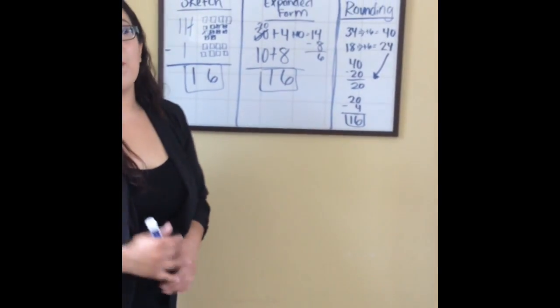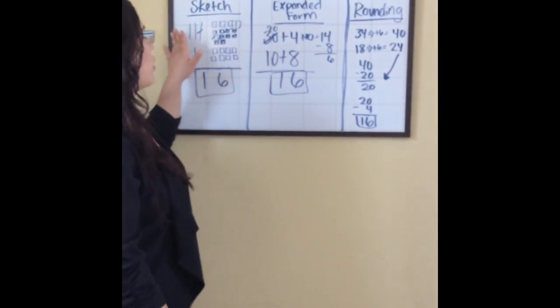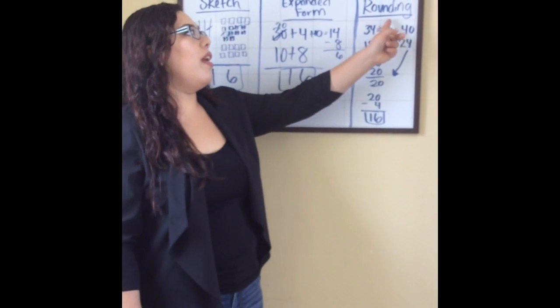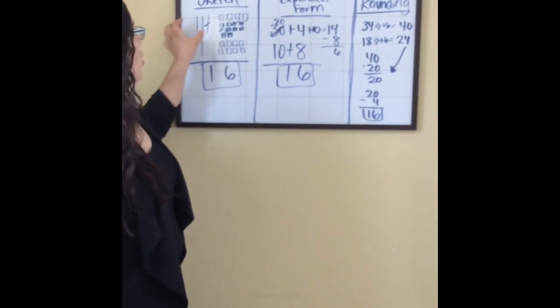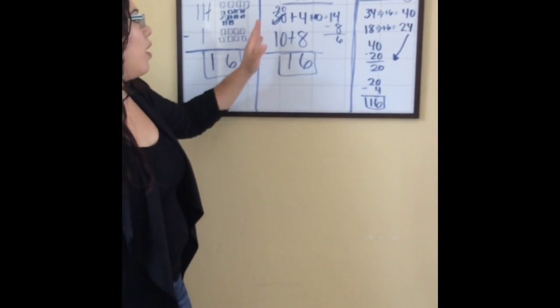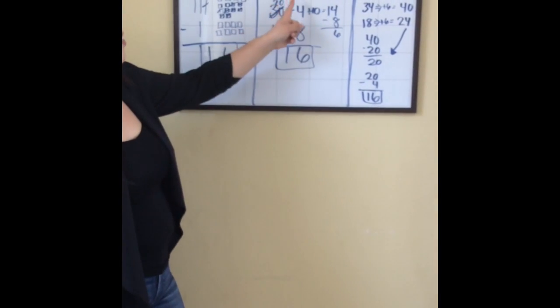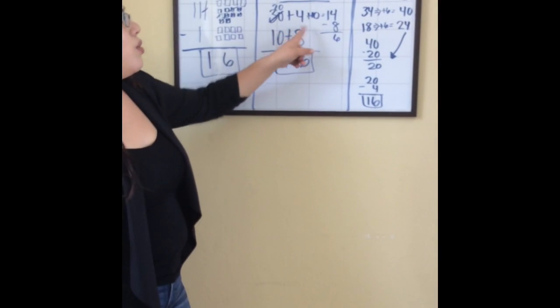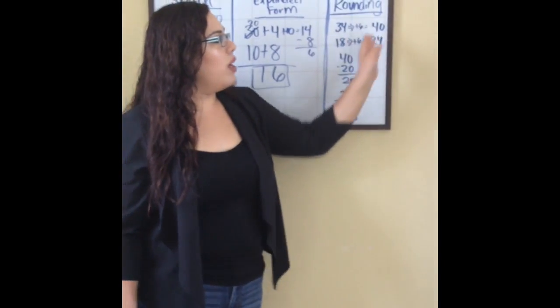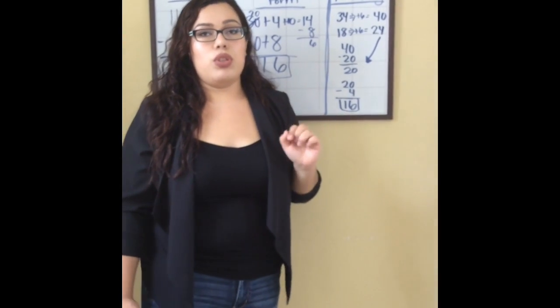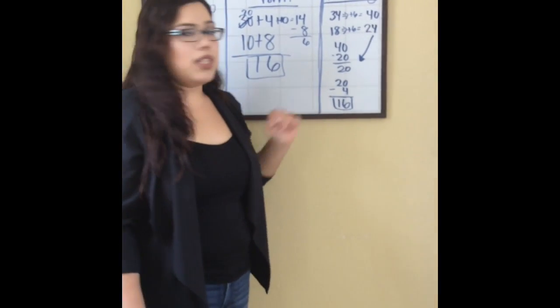Okay, so just as a recap, my 3 forms were sketching it, expanded form, and rounding. So for the sketch, we drew out each separate number, and then we got 16. For the expanded form, we expanded the way to write the number, and we still got 16. And then for the rounding, we rounded up to an easier form to subtract, and we came up with 16 as well.